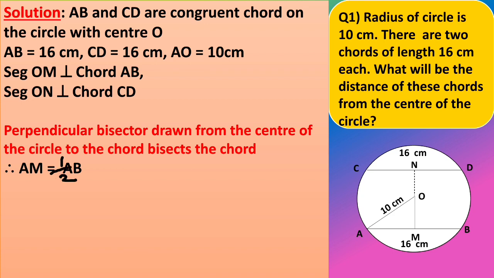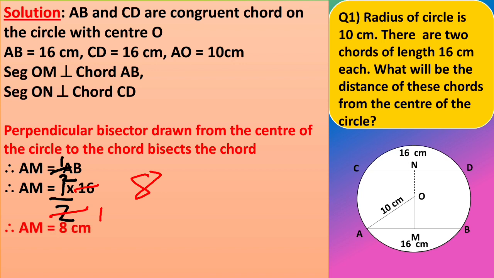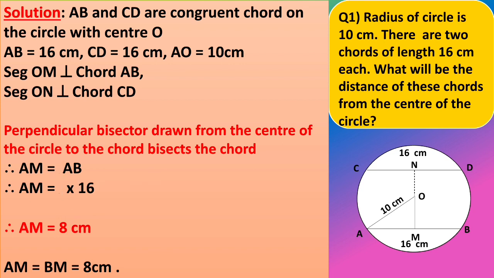It means AM is half of AB. Substitute the value of AB, 16 cm. So 2 ones are 2, 2 eights are 16. Therefore AM is how much? 8 cm. In the same way, BM is also 8 cm.